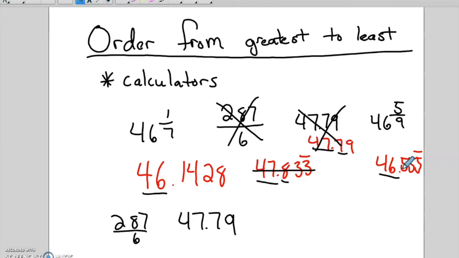I have 46 and 46. So that's 1 tenth and 5 tenths. 5 tenths is bigger. So 46 and 5 ninths. And then 46 and 1/7 would be my smallest. So that's how you do it when you get to the calculator portion of your IXL. And that's it. So, good luck on your IXL.